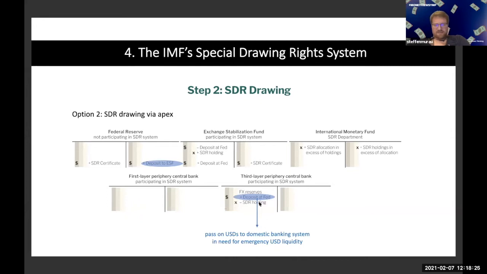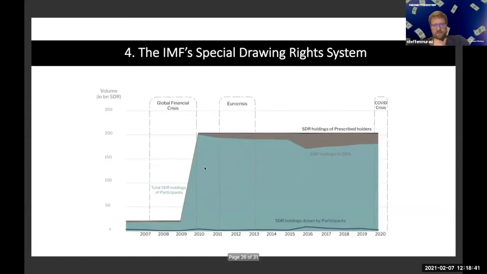Data availability is also restricted on that, but you can see how many SDR certificates the Fed has issued. It's, I don't remember, maybe 15% of total possibility. But again, we argue this provides an outside spread for the third layer periphery central bank. Here's some data on the SDR system.